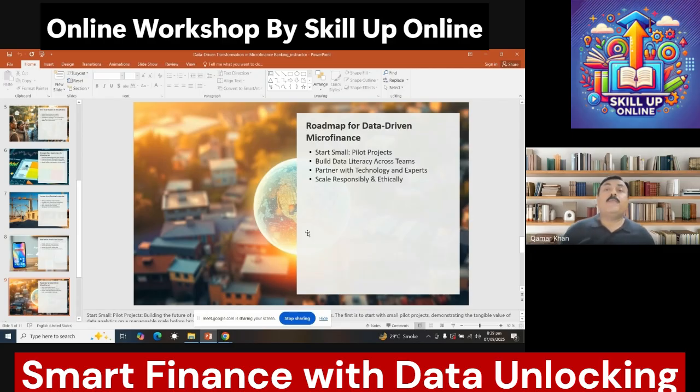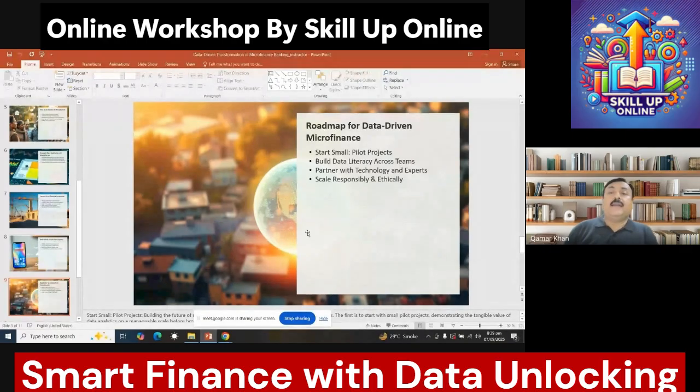So, what is the roadmap for data-driven microfinance? First of all, we'll have to make a database and start gathering information with the help of small pilot projects in one area. Then, on the basis of the success of that pilot project, we can further enhance it and increase the area of the project to other areas or the whole domain.